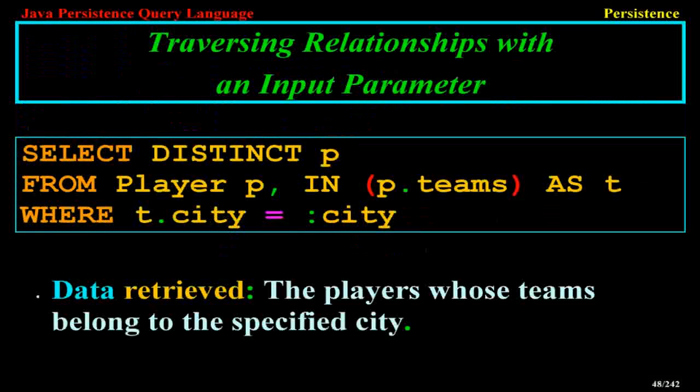Traversing relationships with an input parameter. SELECT DISTINCT p FROM Player p, IN (p.teams) AS t WHERE t.city = :city. Data retrieved: the players whose teams belong to the specified city.